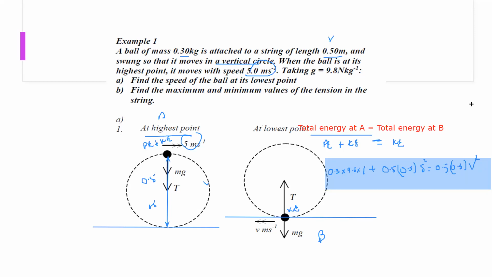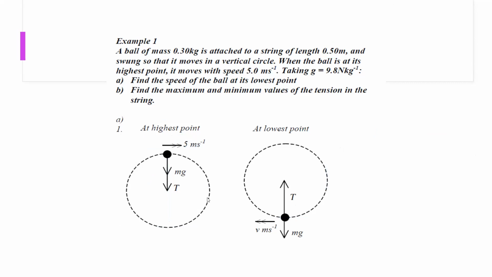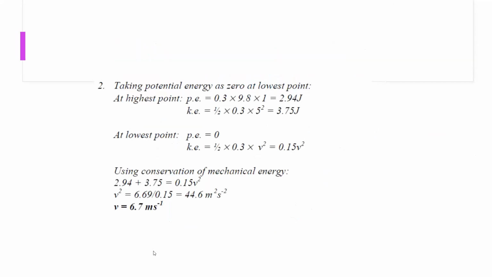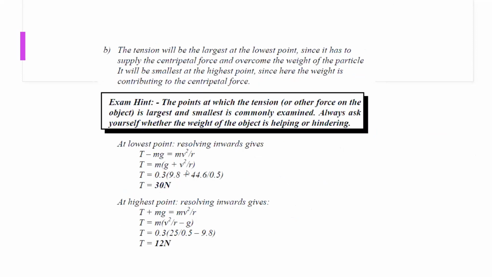Yes, sir. So basically we use conservation of energy to solve a question in which we need a speed at a certain point. So you will use the same concept of conservation of energy to find a speed from one point to another. So that is done. This is the final solution. I already discussed it with you.